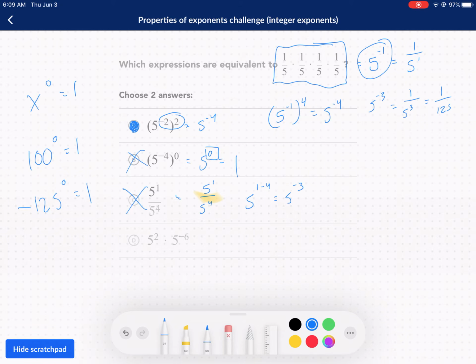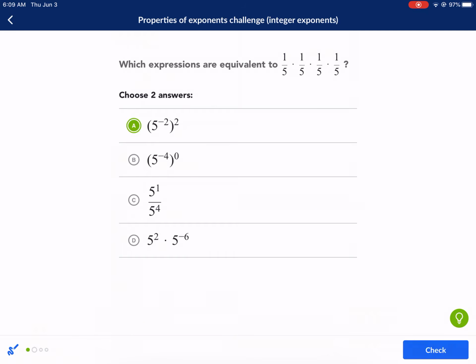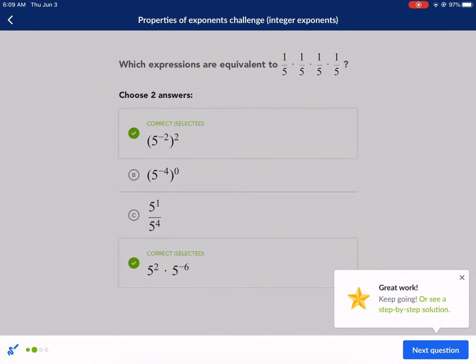So if we're choosing 2 answers, we know it's D. Why is it D? Like bases, add exponents. 2 plus the negative 6 is... plus the negative 6. Add exponents when you multiply, 5 to the negative 4. So A and D for our answers this time.